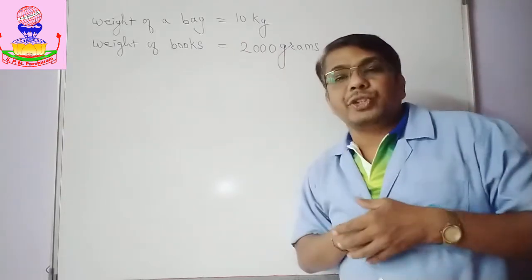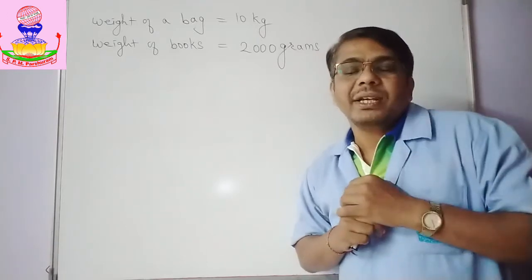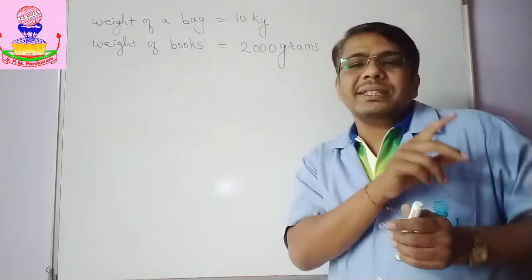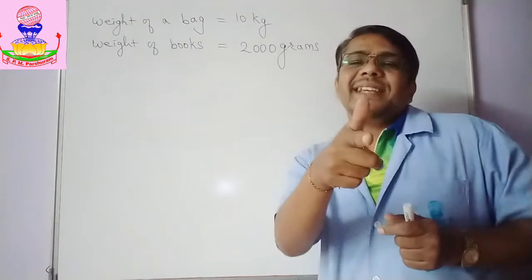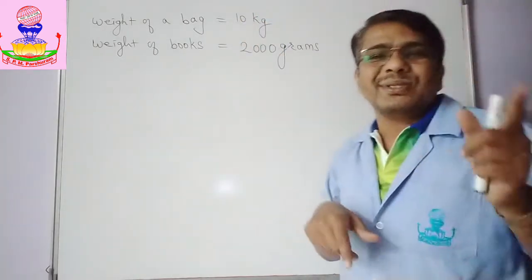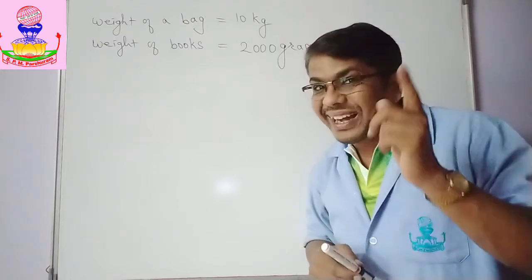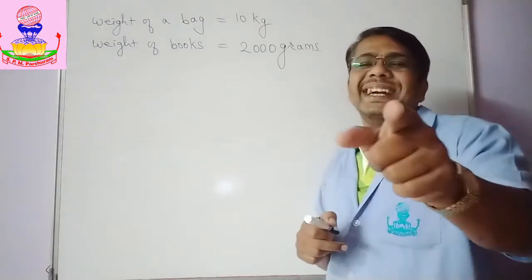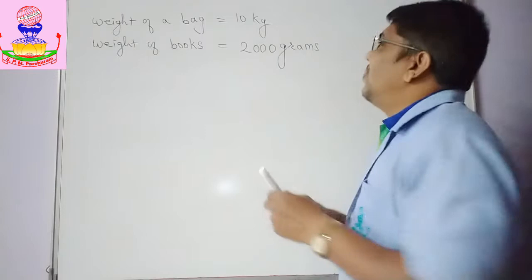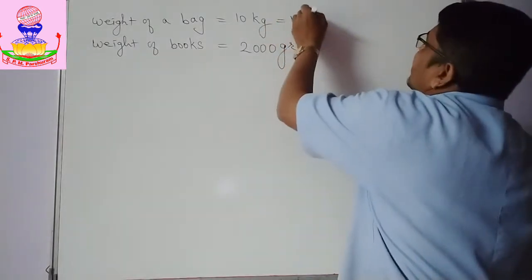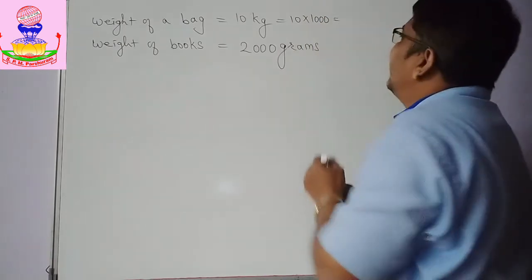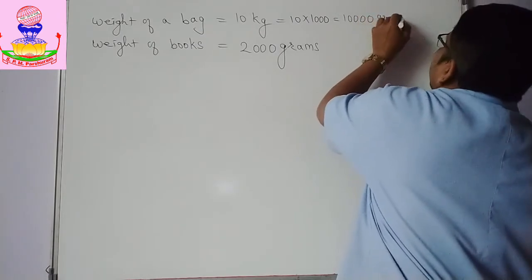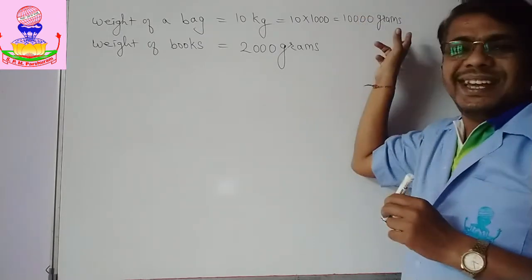So if I want to find the ratio, they should be in the same unit. So either convert kilograms to grams or convert grams to kilograms. Which is easy? Yes, absolutely. Conversion of kilograms to grams. And I know, what I know? 1 kilogram is equal to, oh yes, 1000 grams. So what I will do? 10 into 1000. So that is how much? Exactly 10,000 grams.